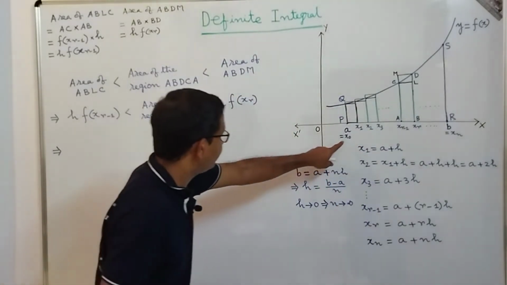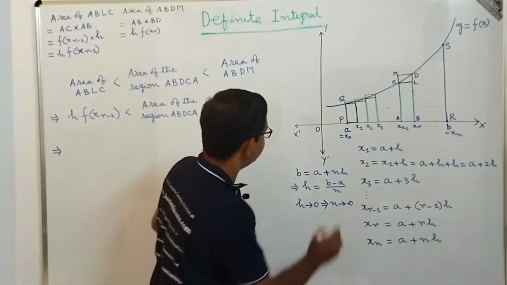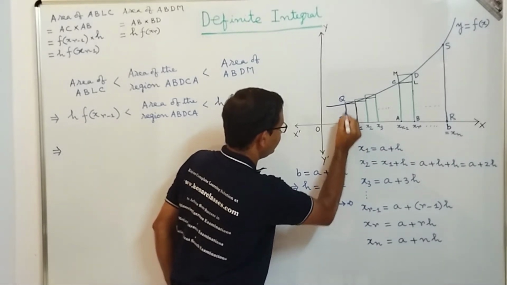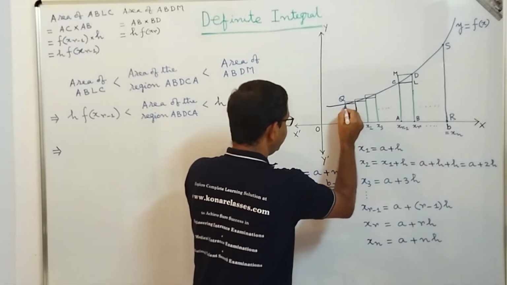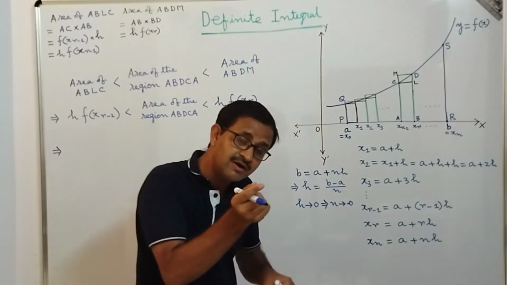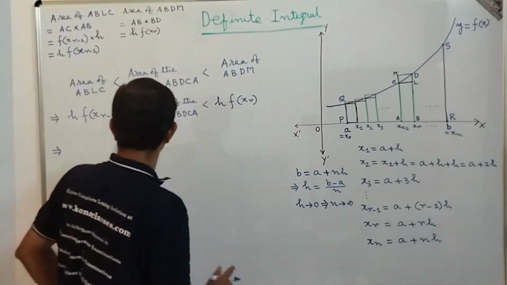PQ is nothing but f(x0). Correct? So the point P is nothing but x0, and it is intersecting the curve. If we draw an ordinate from the point P, it intersects the curve at the point Q. So the length of PQ is nothing but the value of the function f at x equal to 0. So what can we write?